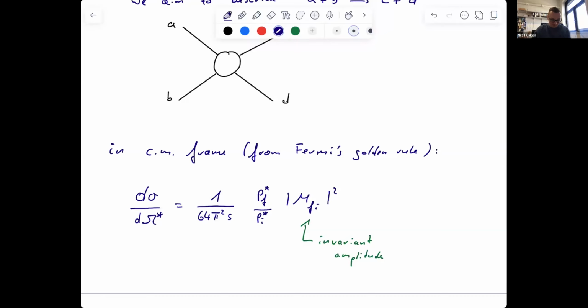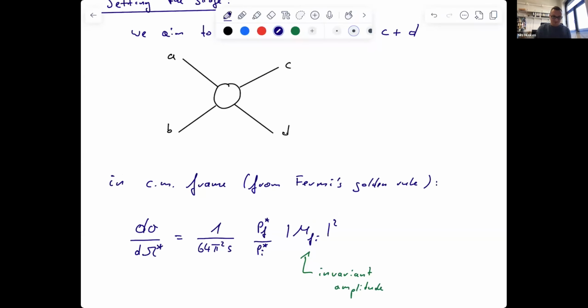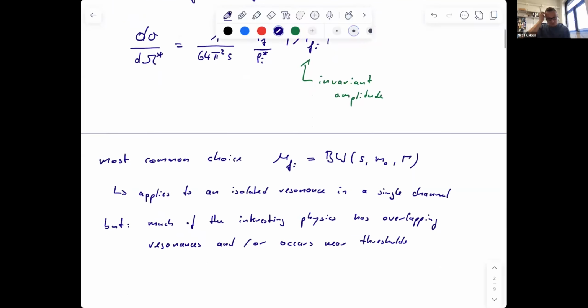We will also assume that either this case that I've sketched here is for spinless particles in an S-wave, or otherwise that we have already factorized this amplitude and taken out everything that's angle dependent. So what we're concerned about is solely the dynamics of this problem. The most common choice that people typically make is to set this invariant amplitude equal to a Breit-Wigner, which is just fine in the case that you have an isolated resonance in a single channel.